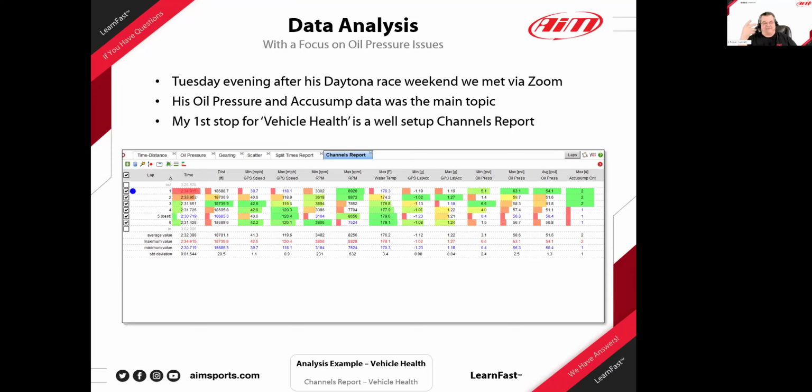And I actually made the decision while I was chatting with him in between his two races, race one on Saturday and race two on Sunday. He already knows he has oil pressure problems because he added the AccuSump, but I was seeing some pretty frequent drops in oil pressure, and I decided not to push that information to him too hard, so as not to screw up his whole Sunday. So we wanted to talk about it on Tuesday evening.